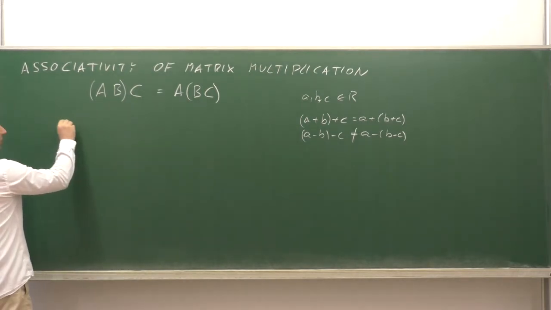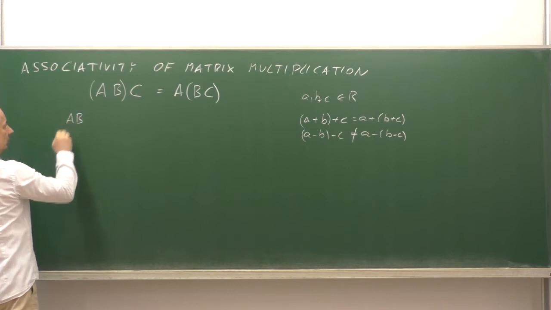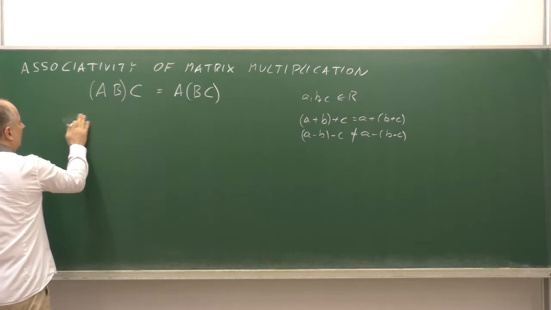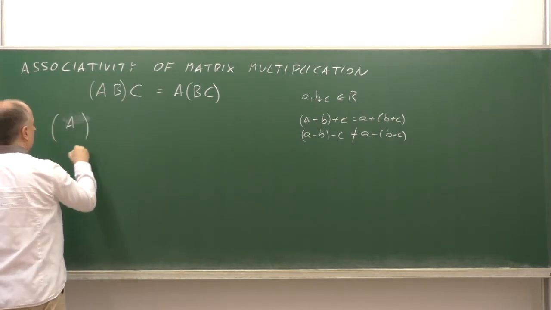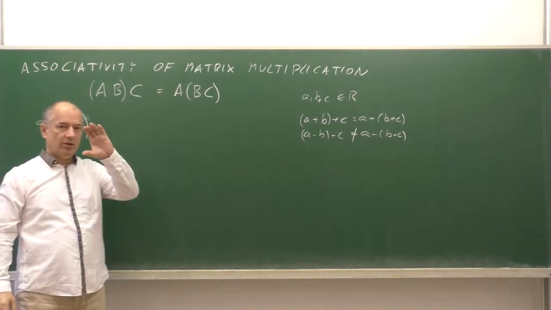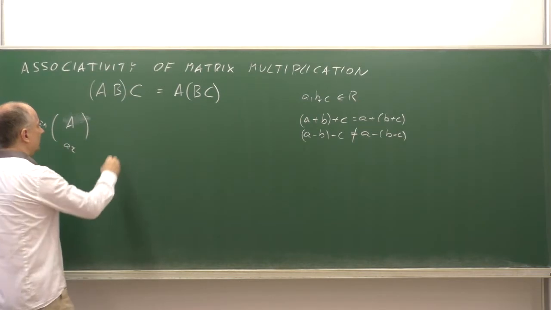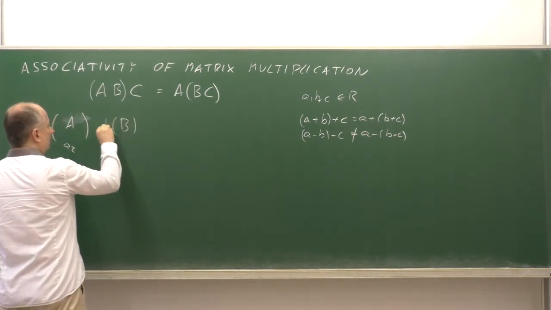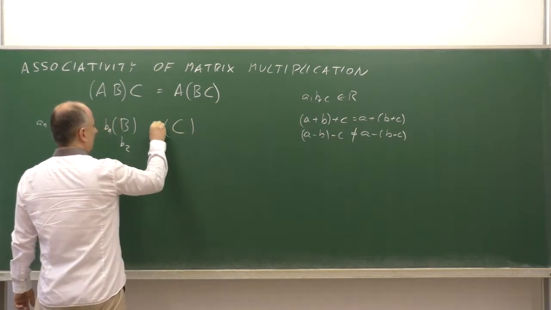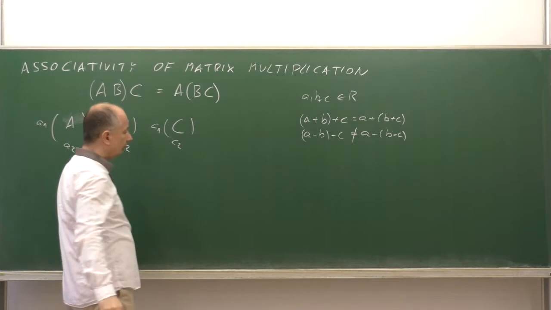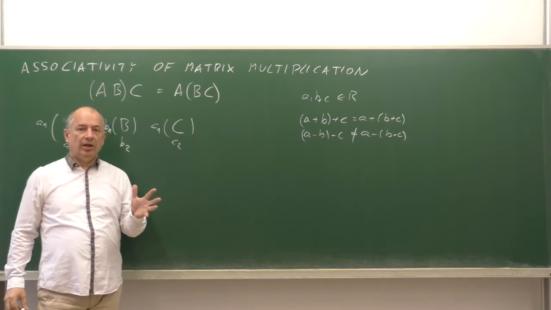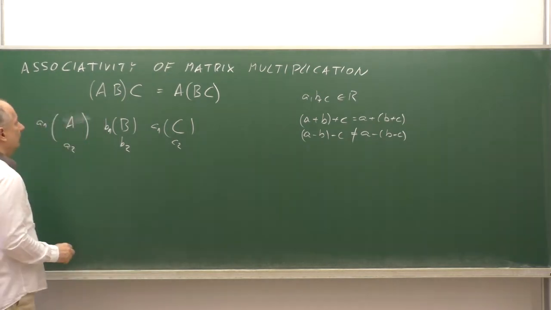First we want to find AB. Perhaps we should write the dimensions of the three matrices. So imagine a matrix A has dimensions A1 times A2. That means A1 is the number of rows and A2 is the number of columns. Imagine B has dimensions B1, B2. And the matrix C has dimensions C1, C2. These six numbers are not arbitrary. There must be some special relation.